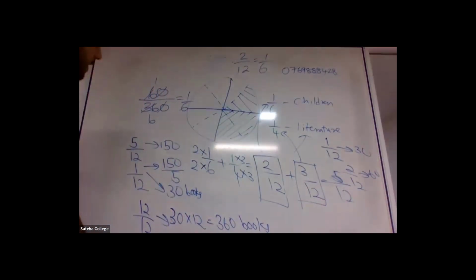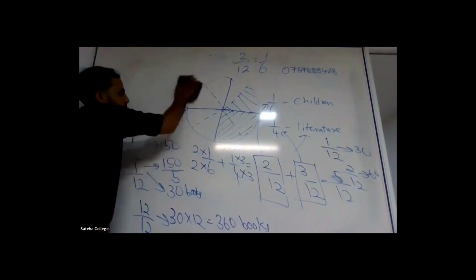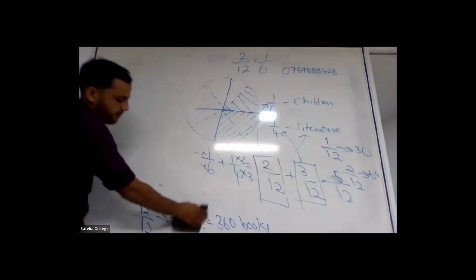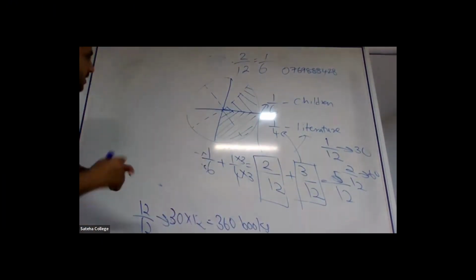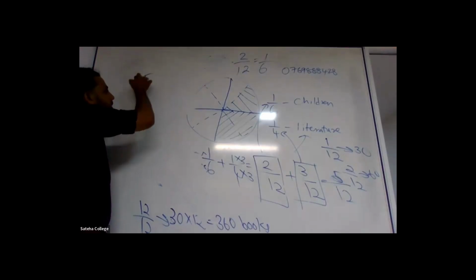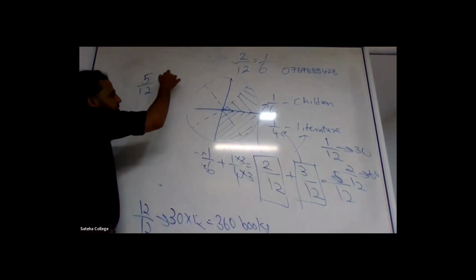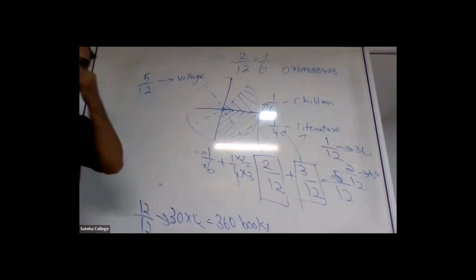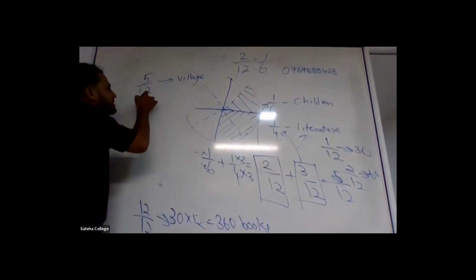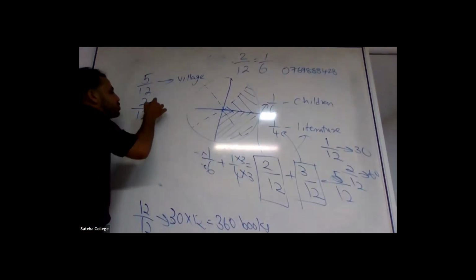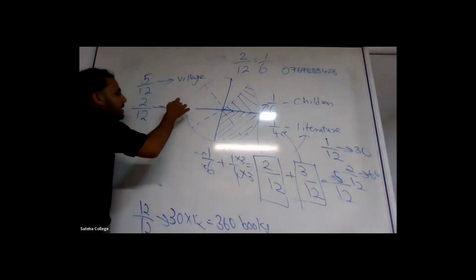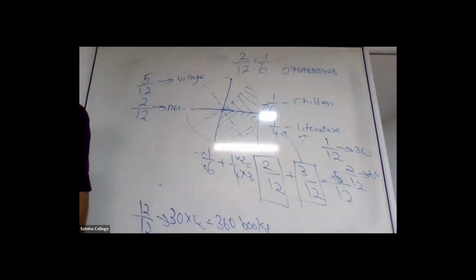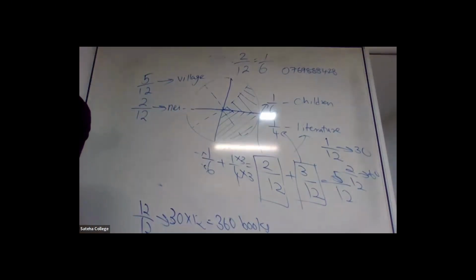Right? Now I'll write everything, the story here. Look at the board. Right? Now in the beginning, 5 over 12 given to the village. That is the children and the literature book. Right? After that, he gave 60 books to the neighbor. That is what? 2 over 12 given to the neighbor. Okay? Right. Now what are they doing?